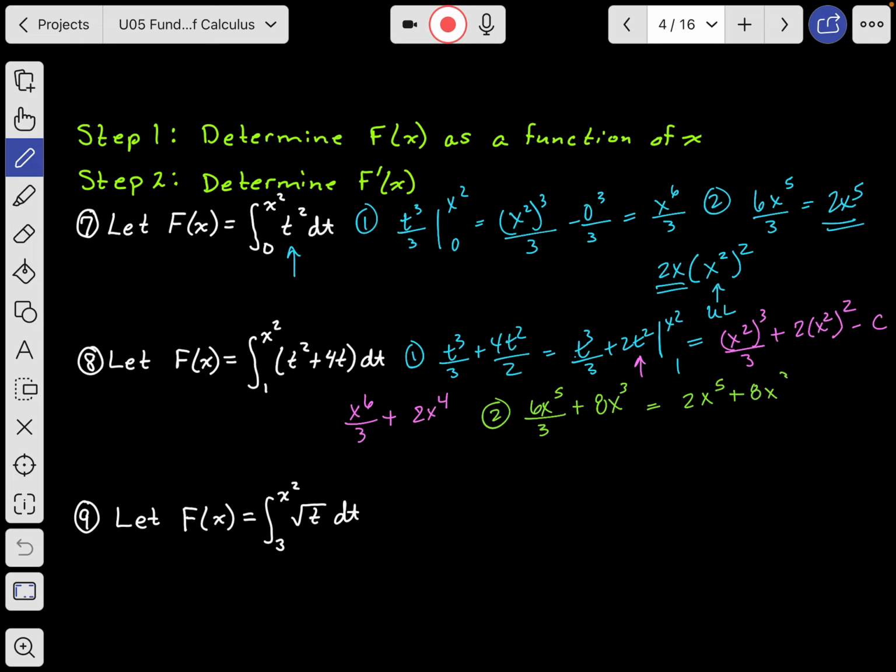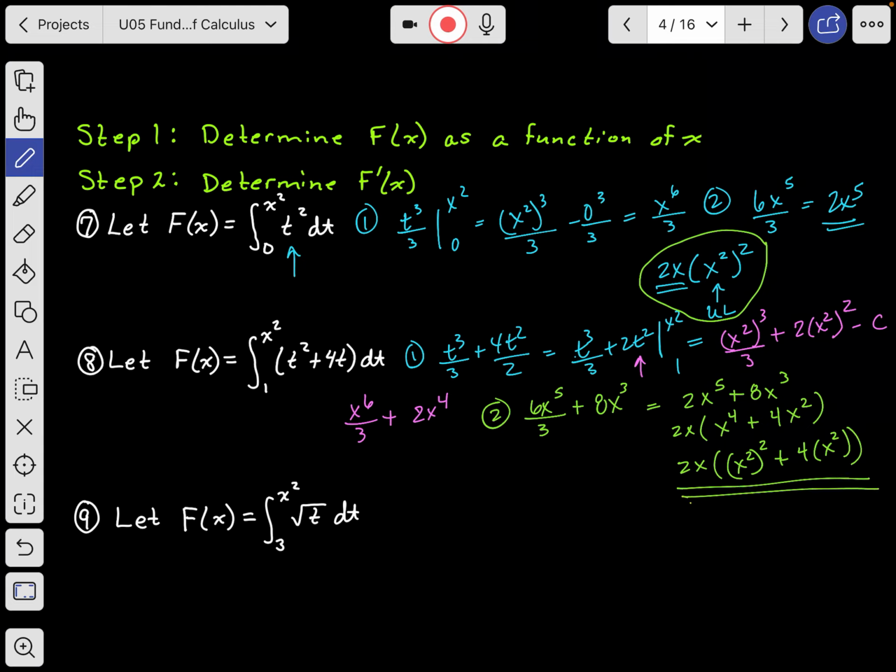plus 8x cubed. Okay, so just like in the previous problem, we multiplied by the derivative of the upper limit, so we know that the derivative is going to be the same, 2x. So first thing I'm going to do is factor out a 2x, and this gives you x to the 4th plus 4x squared. Now, it's the function evaluated at the upper limit, so this is really 2x times x squared squared plus 4x squared.